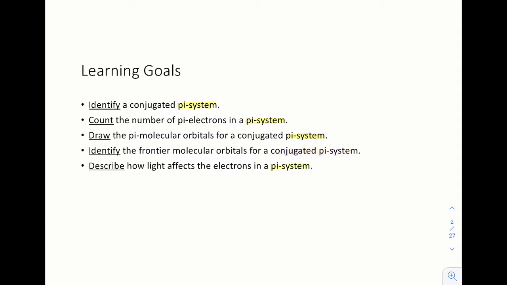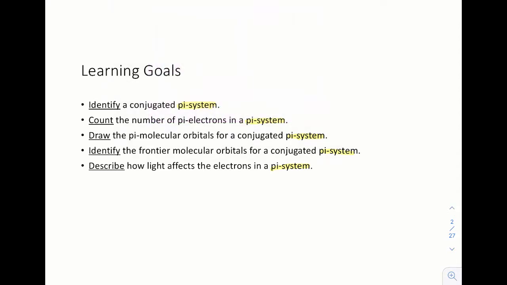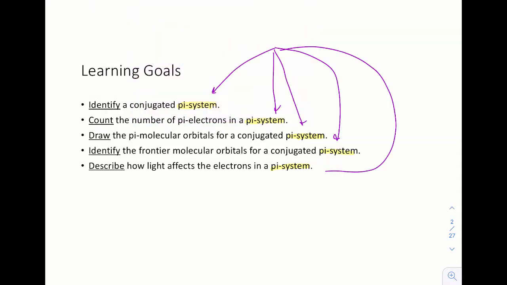Wow, which of these words are coming up again and again? Well, pi system, which I've already highlighted. Whoa, that's in every single goal. So what is a pi system? The only weird part of that is the system part, right? What's another word coming up again and again? Yes, conjugated, and then we see molecular orbitals, and then we have light affecting electrons.